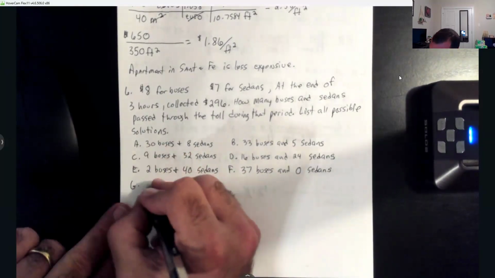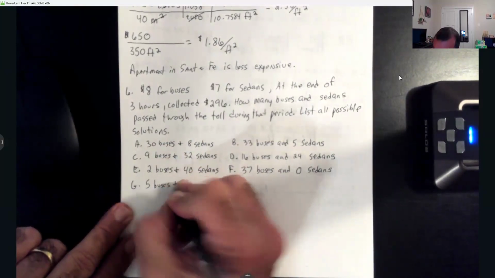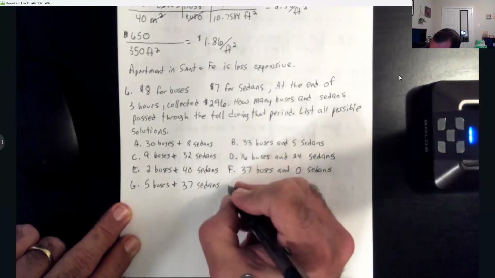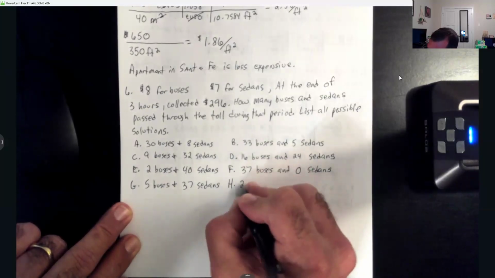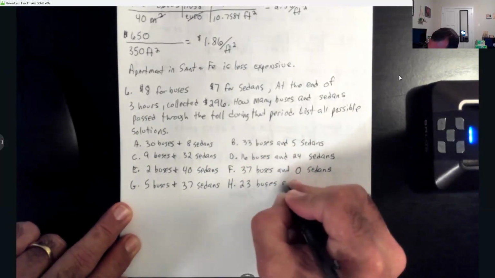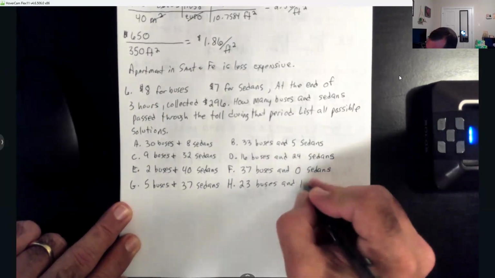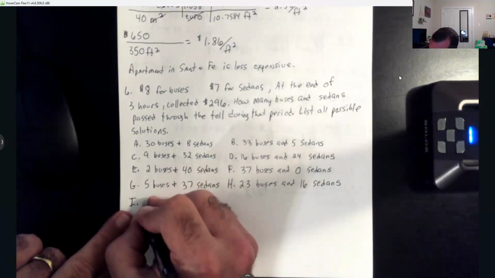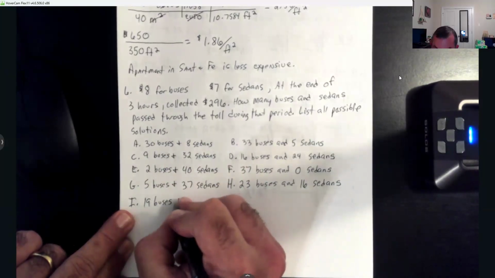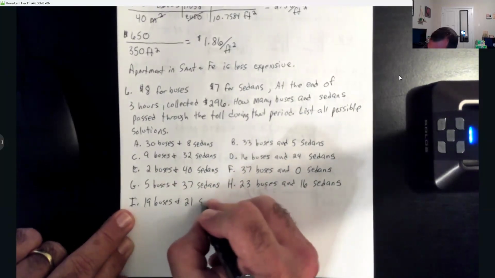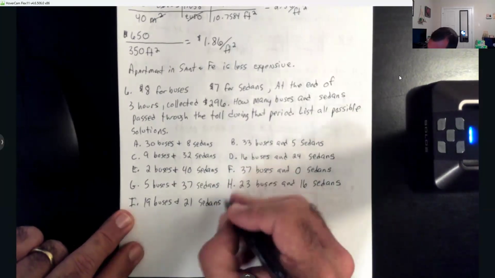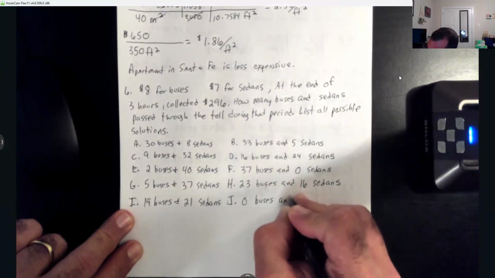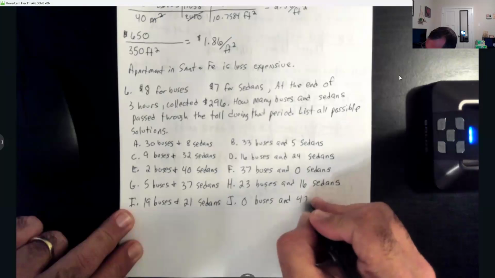G, 5 buses and 37 sedans. H, 23 buses and 16 sedans. I, 19 buses and 21 sedans. And y'all finally J, which is 0 buses and 42 sedans.